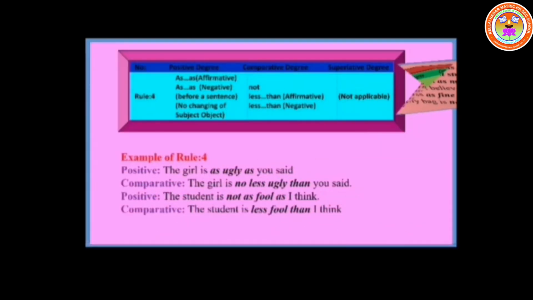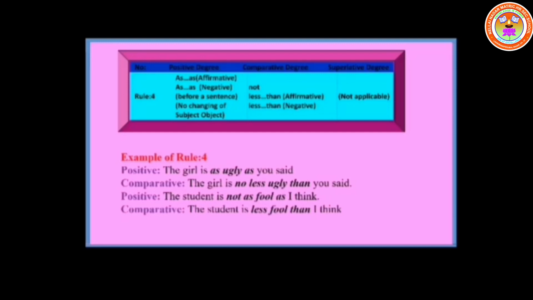Now let me go to rule number 4. Again, "as... as" affirmative, and negative also will be coming. So in that case, it will be changed vice versa. In comparative degree, "not" will be coming or "less than". It depends. Affirmative will be changed to negative and negative will be changed to affirmative. And there won't be any superlative degree applicable here.